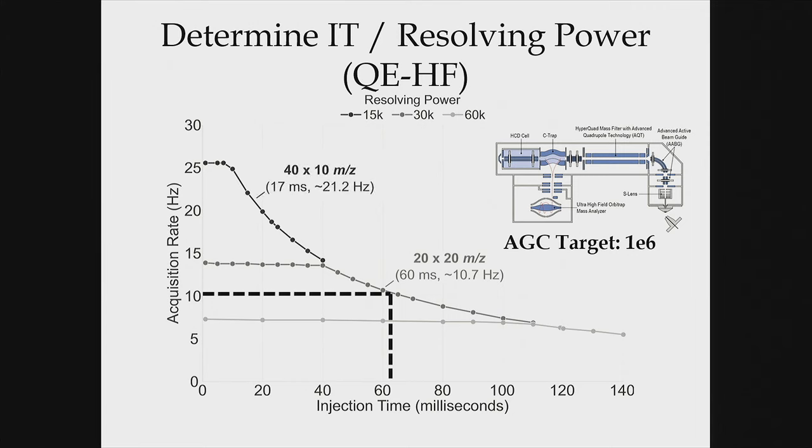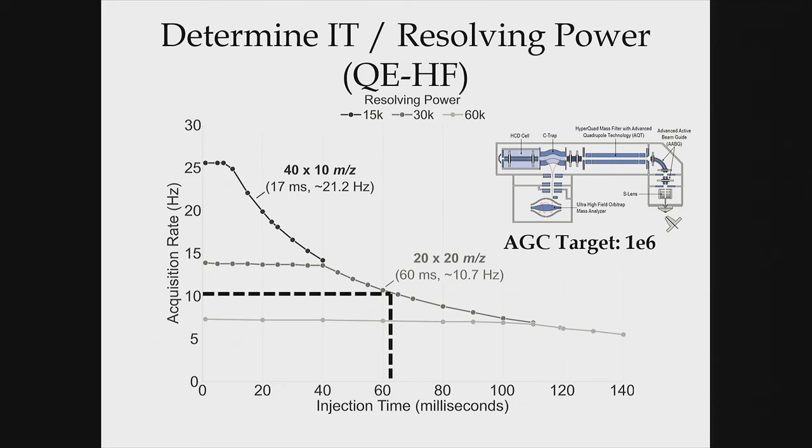If we wanted to try to do a 40 by 10 mass to charge analysis, this starts to get into the trade-off between selectivity and ion counts. Let's say we wanted to do 10 mass to charge wide windows. We need to scan twice as fast, because our cycle time's the same, it's still 2 seconds, but we need to do twice as many scans in that cycle. That becomes challenging because we only have 17 milliseconds to fill the Orbitrap, whereas in 20 by 20 we have 60 milliseconds. So we've greatly reduced the amount of time we have to fill.